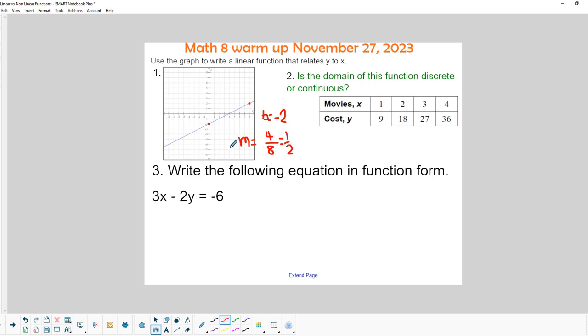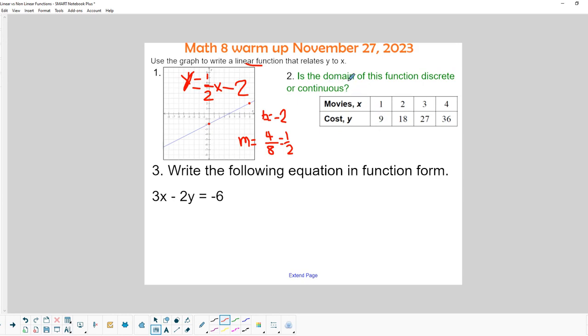So then our y equals mx plus b equation would be y equals 1/2, sorry, I almost said negative, but 1/2 x minus 2. So that would be the linear equation or linear function that fits this graph right here, okay?